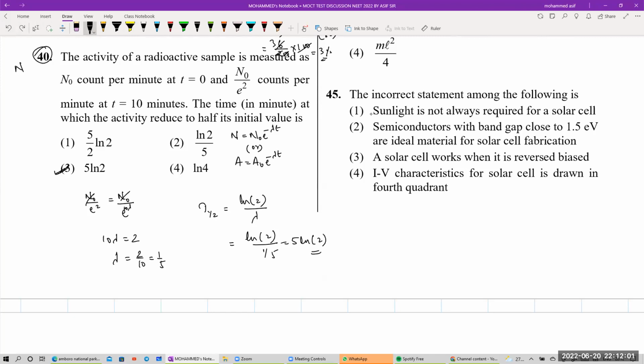ठीक है, ये वाला तो करेक्ट है. Semiconductor with band gap close to 1.5 electron volts are ideal materials for the solar fabrication. या एनर्जी की लेवल इतनी होनी चाहिए, that is the basic condition for the conductivity. The solar cell works in the reverse bias. No, it is not working in the reverse bias, but no biasing is done in the solar cell. IV characteristic of solar cell is drawn in the fourth quadrant. That is also true. ठीक है.